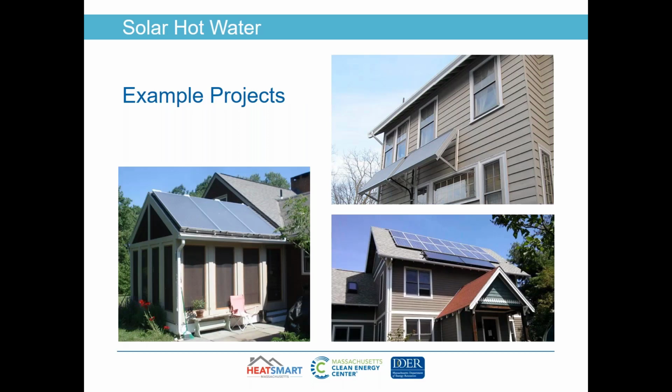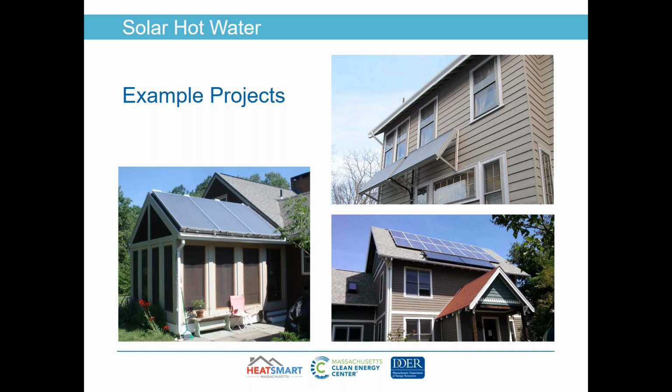There are other types of collectors as well. This is the one that's most common and most popular for residential systems. On the left, you can see a typical roof mount. Just to note, that is a very large system. You don't need that much space to have a full home hot water system. That one's quite large. On the top right, you can see an awning mount.